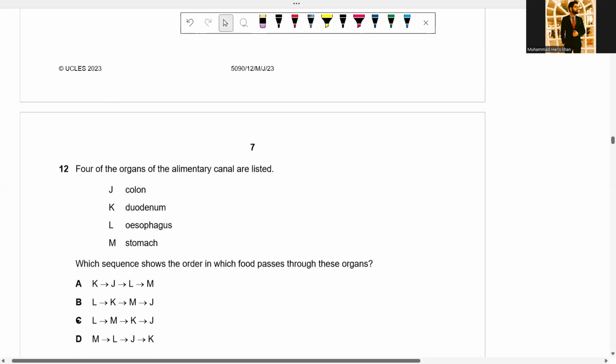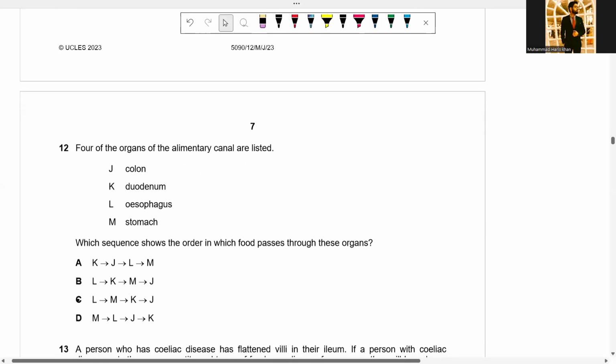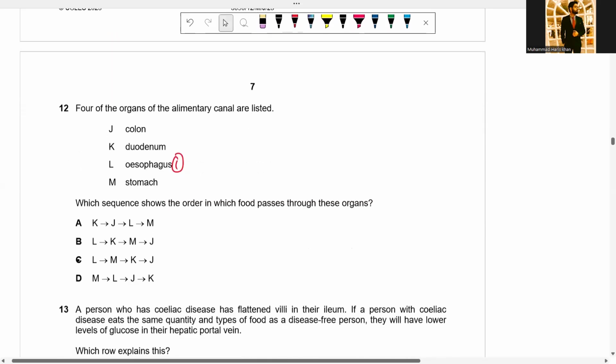Question number 12. Four of the organs of the alimentary canal are listed. Which sequence shows the order? Esophagus is the first one, stomach will be second, duodenum will be third, and colon will be fourth. So the answer will be C.